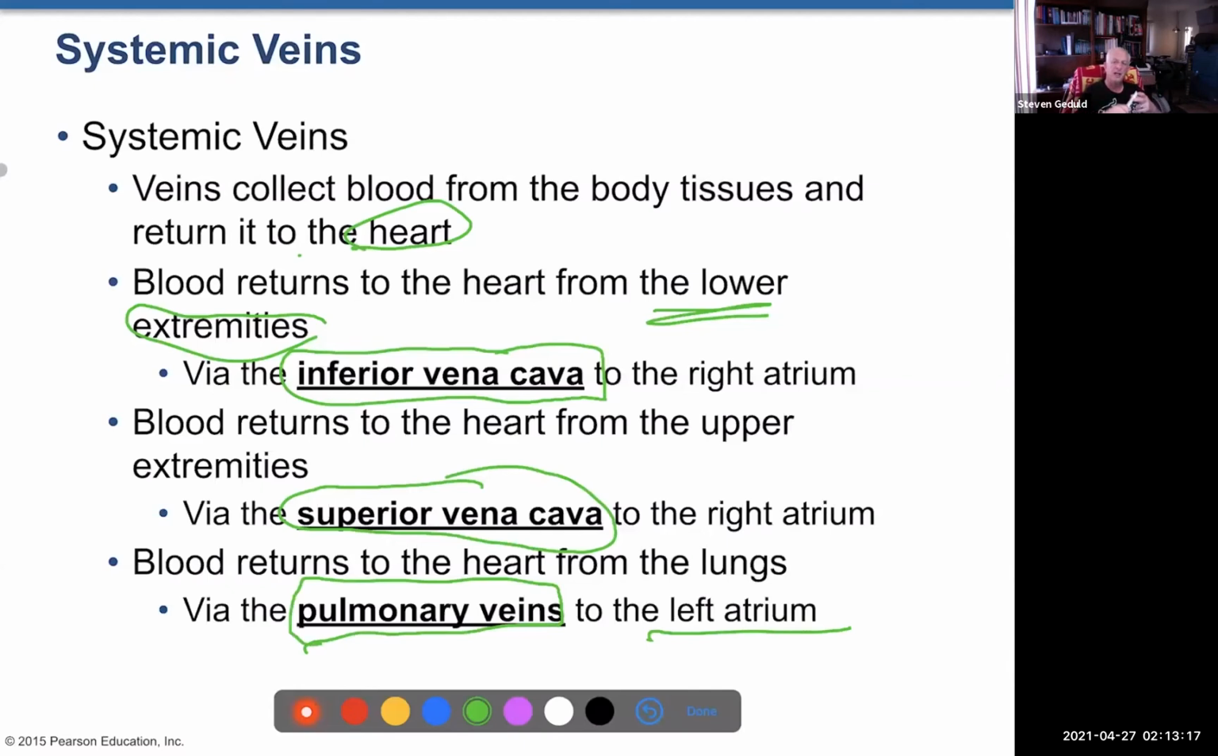So the superior vena cava, the inferior vena cava, and the coronary sinus drain into the right atrium. The pulmonary veins drain into the left atrium. The superior vena cava, the inferior vena cava, and the coronary sinus bring in deoxygenated blood. The pulmonary veins bring in oxygenated blood.